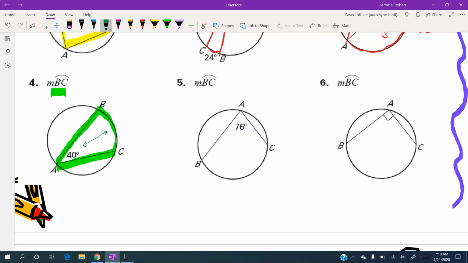These are the angle and arc that pair together. The angle is half of the arc. So 40 is half of arc BC. Make sure you put the little arc symbol above it, otherwise it's a segment, which is very different. A segment would be a straight line connecting B to C. We want the curve. So we're going to do some algebra here, and we're going to get 80 degrees.